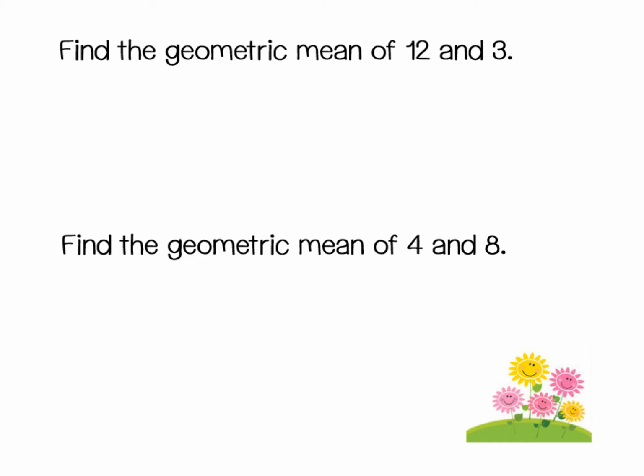All right, so find the geometric mean of 12 and 3. We have 12 over x equals x over 3. We just cross multiply, and we get x squared equals 36. Take the square root of both sides, we get 6.